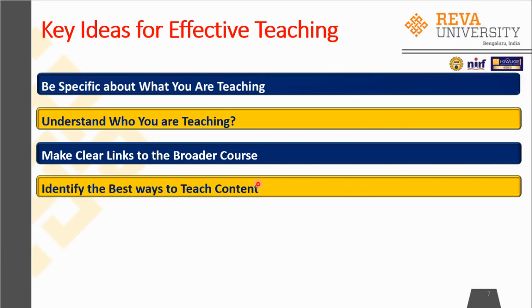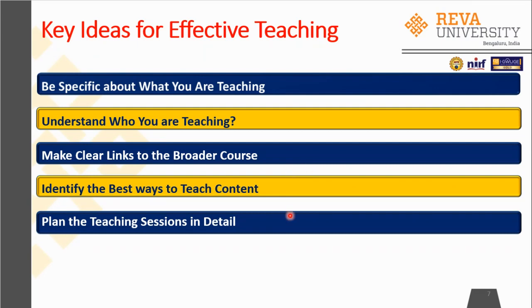Next, identify the best ways to teach the content. Once you select the content or the topic to be taught, you must be in a position to select the best method that suits the particular content, whether it should be cooperative, or brainstorming, or discussion, or blended learning, or a flipped classroom, and so on. The choice is yours, but any method which you choose must suit properly the content that you have chosen for teaching.